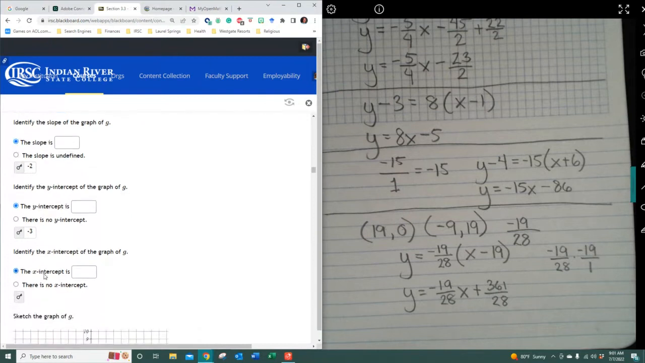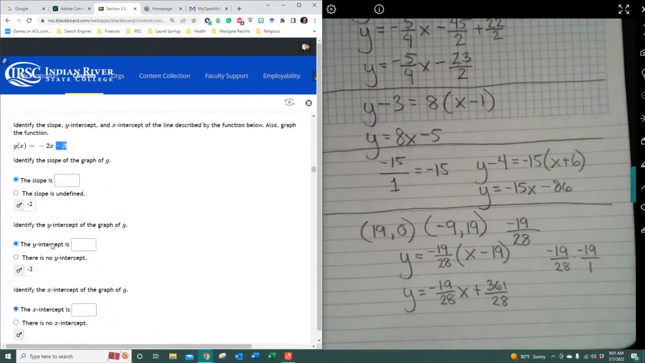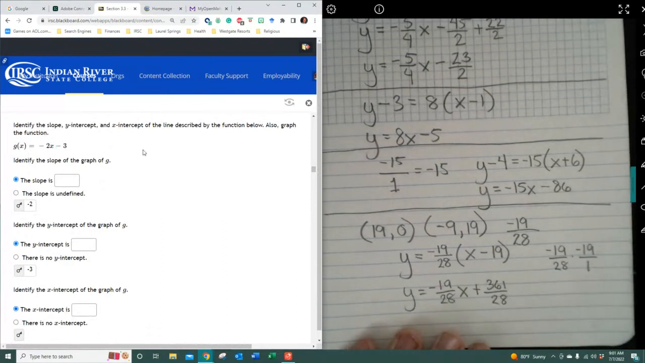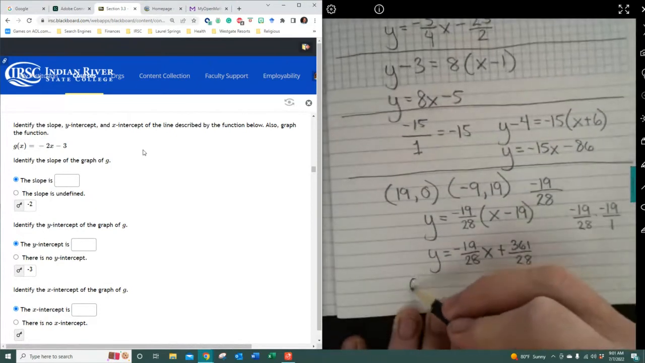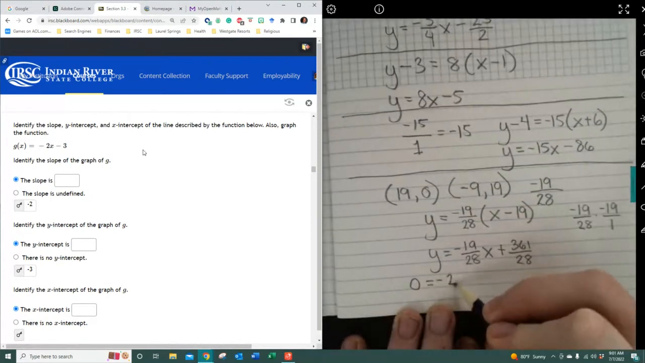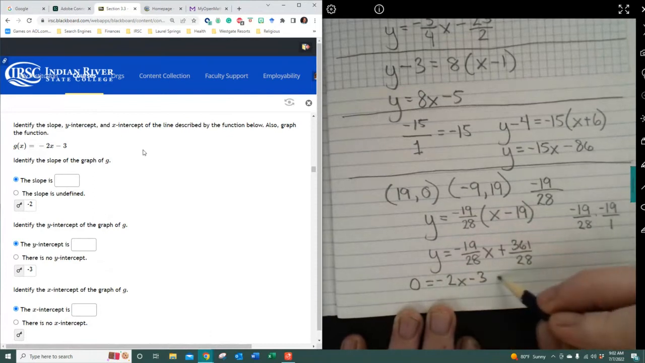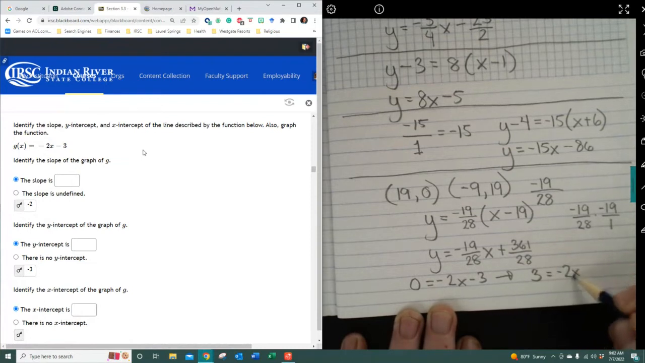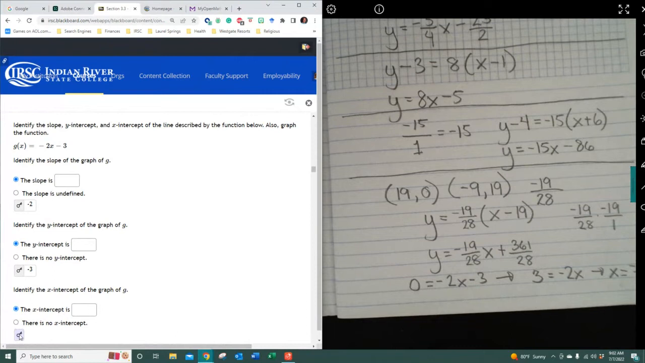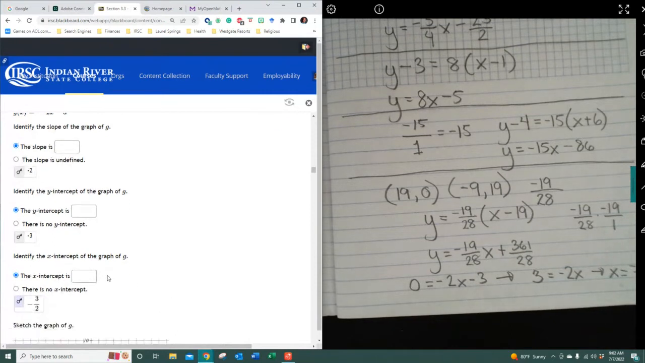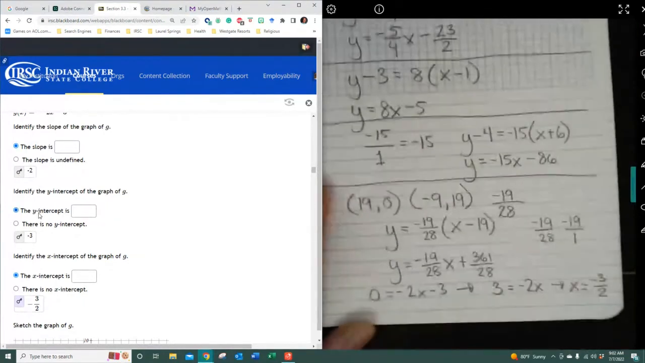All right. Now the x-intercept is when y equals 0. So in other words, what they want you to do is say g of x equals 0. Then the x-intercept is where you isolate the x. So that's going to be 3 equals -2x, which then means x equals -3/2. You can't get that just by looking at it like you do these two values. All right, so there we have it.